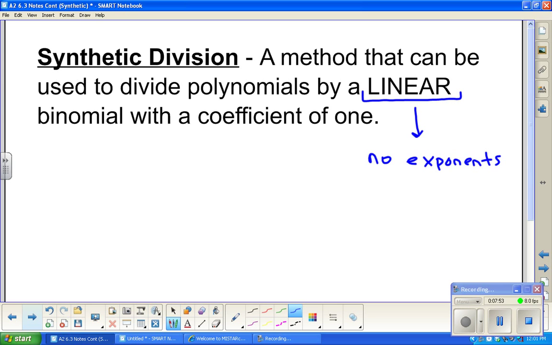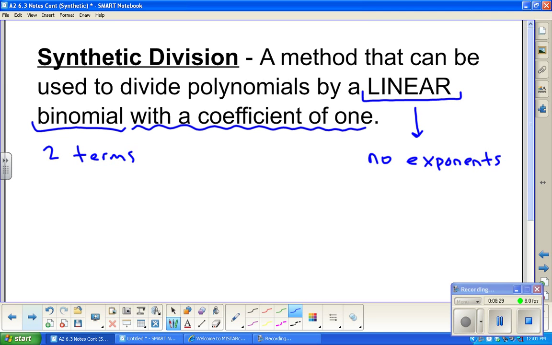So we need something linear, so something with no exponents on it. Let's go to the next page, I have some specifics. But this second part, the coefficient of 1, we'll talk about that too. There are ways around that, but it must be linear. And binomial means it has two terms, right? So if you divide by 3 terms, this new method won't work either. So 2 terms, linear, no exponents.